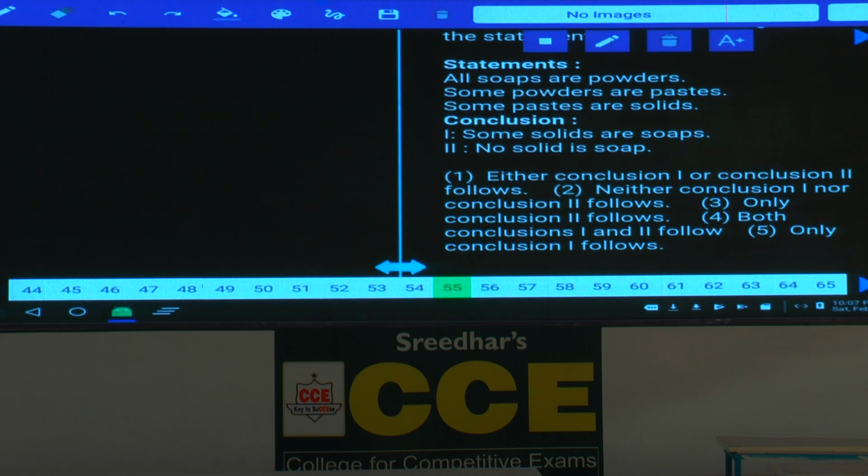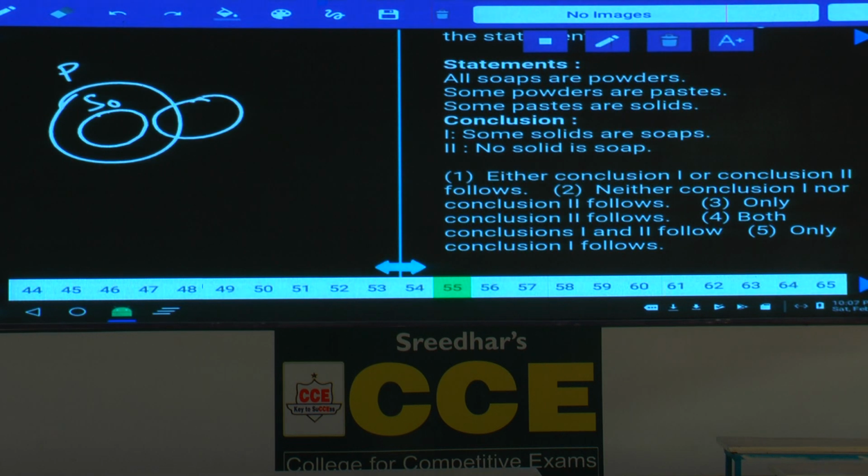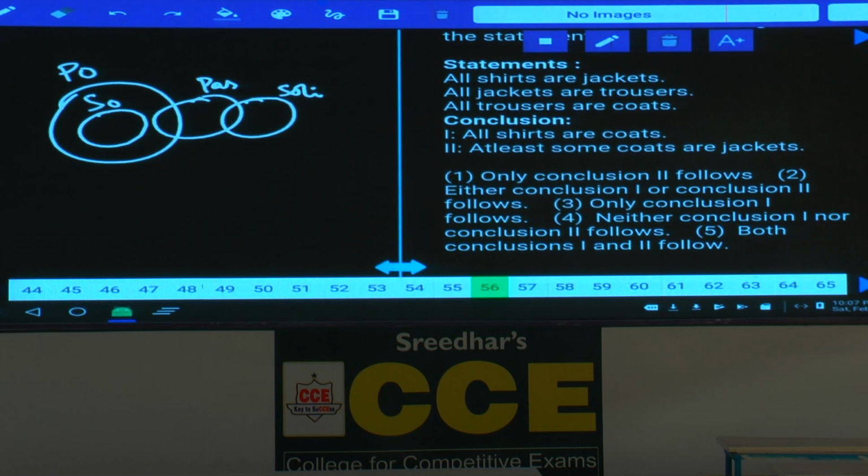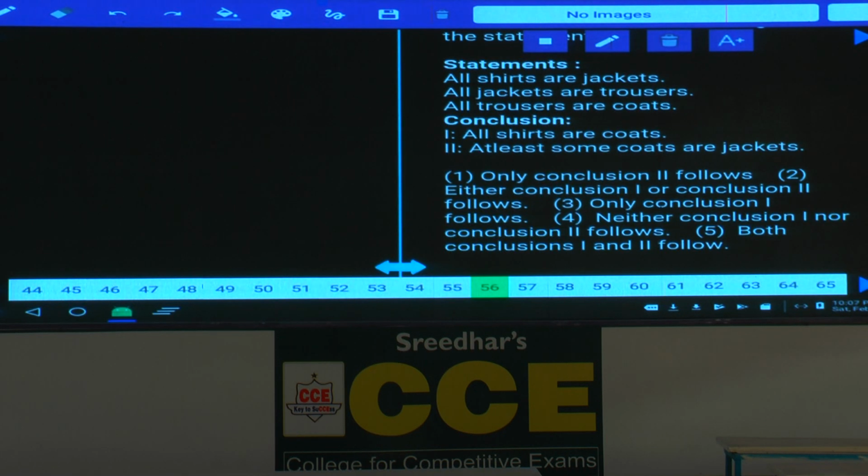Now in this one, all soaps are powders. All the soaps are powders. Some of the powders are paste. Some powders are paste. And some pastes are solids. Achha, 55 we have discussed just now. Then 56. Now question number 56.